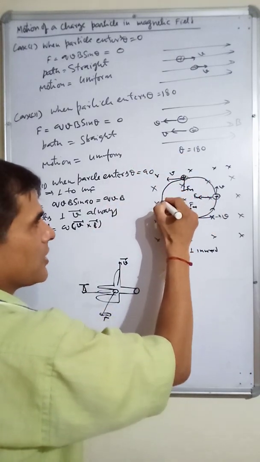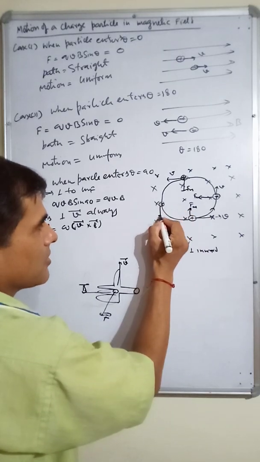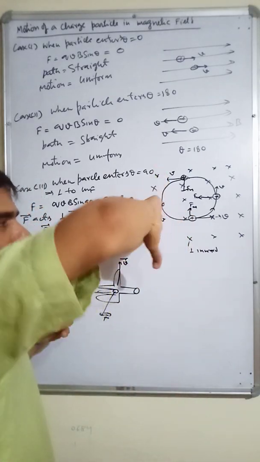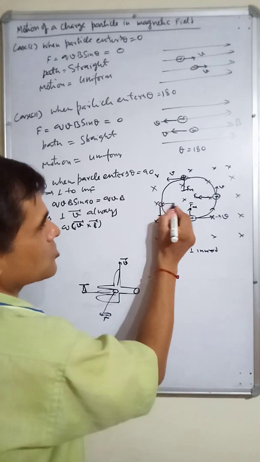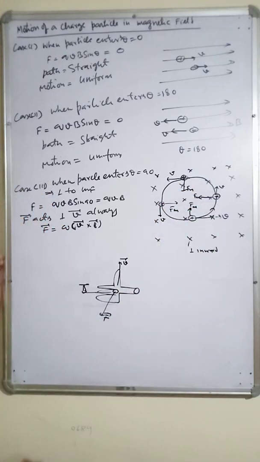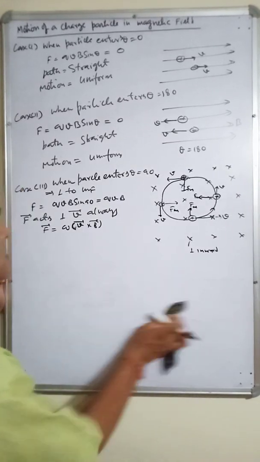So similarly, if you take any point, at this point this is the velocity, the magnetic field is inward, so the force will be in this direction. So this force will always act perpendicular to the velocity. So it will act as a centripetal force. A force which only changes the direction, not the magnitude, and is always perpendicular to the velocity, acts as a centripetal force, right?